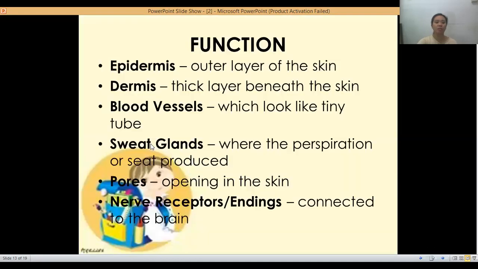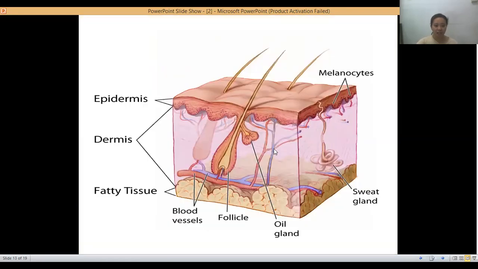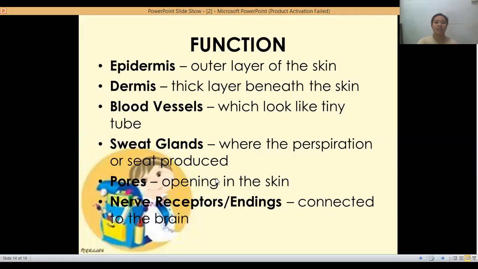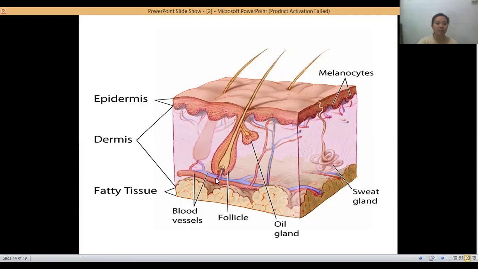So under the dermis, we have the dermis also. So we have blood vessels, which look like tiny tubes. So where is the blood vessel here? Ito po yun. Can you see it? So when you feel, this is that blood vessel. So remember, it is a tiny tube, the blood vessels.